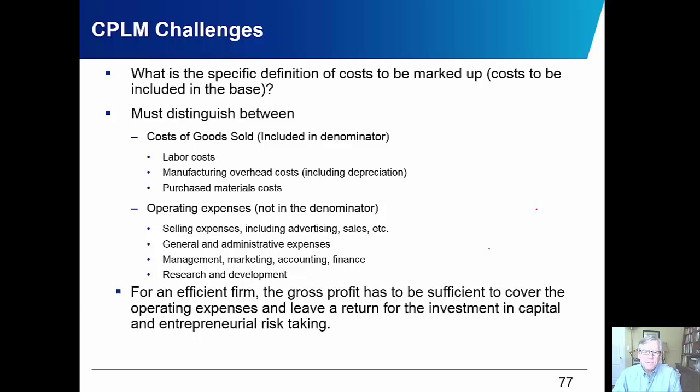Now, for an efficient firm, you have to think that the gross profit that they're earning has to be sufficient to cover all of these operating expenses and leave a return for the investment in capital, that entrepreneurial risk-taking.